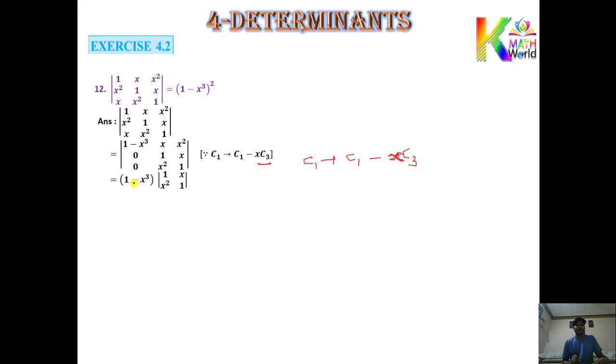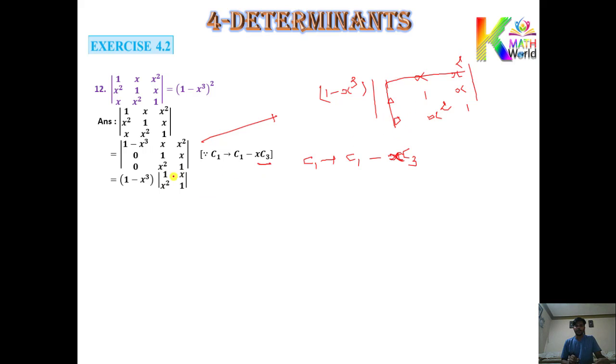At the same time you can expand it. Firstly 1 minus x cube common, then what is left? Here 1 0 0, then here left x, 1, then x square left. Same way here left x square, x and 1. So now you can easily expand it using the first column, so you can eliminate this one. So what is left? This minus this. It means you got 1 minus x cube. Okay, you can see that.